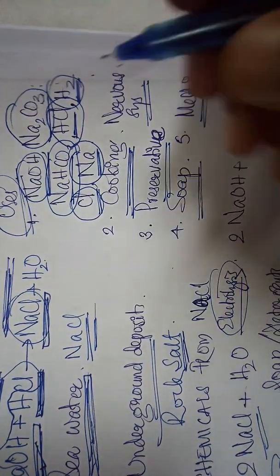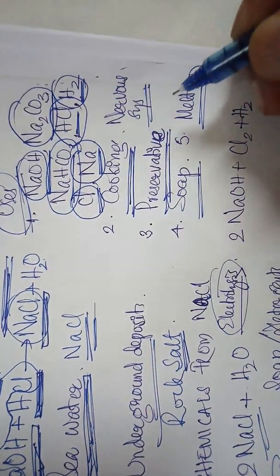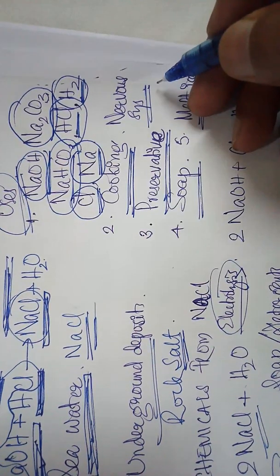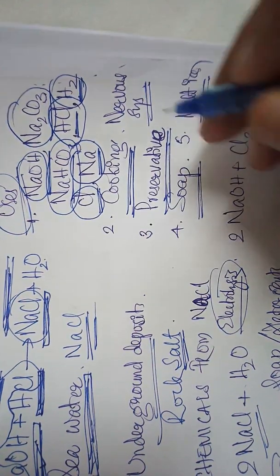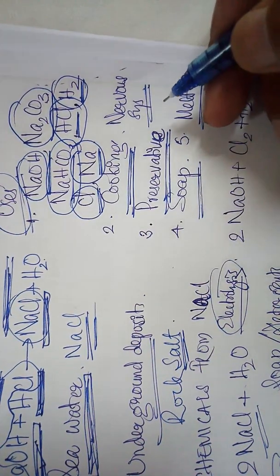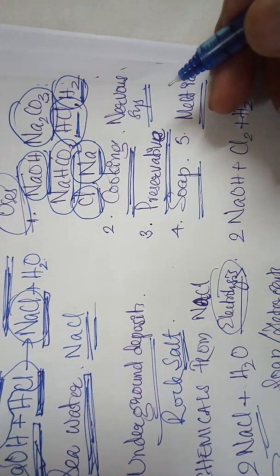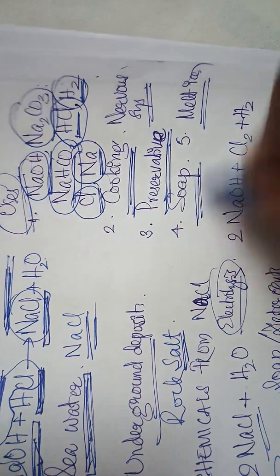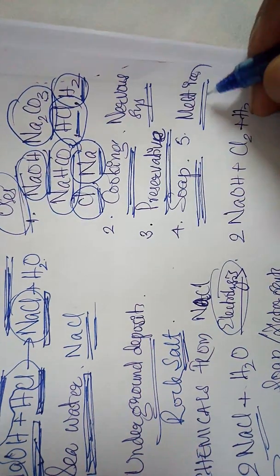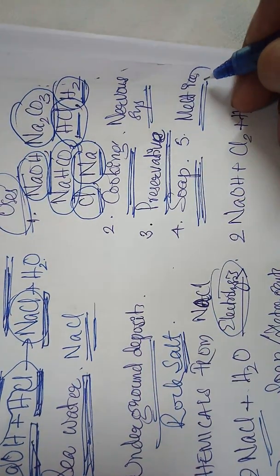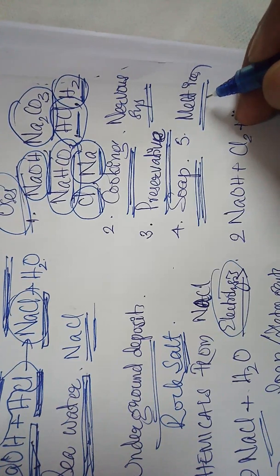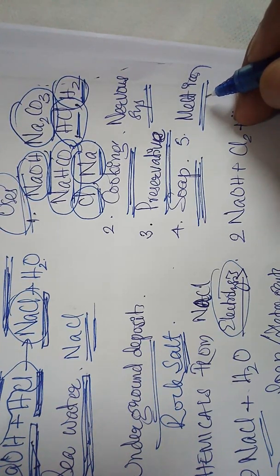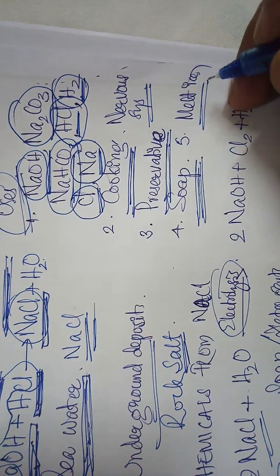Common salt is used as a preservative in pickles and in curing meat and fish, to preserve fish and meat. Common salt is used in manufacture of soap, and it is used to melt ice during winter season in cold countries.